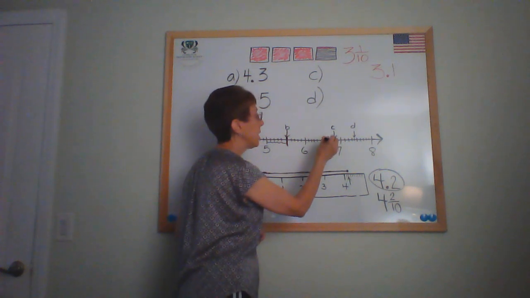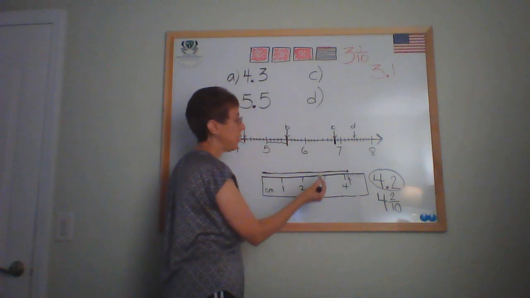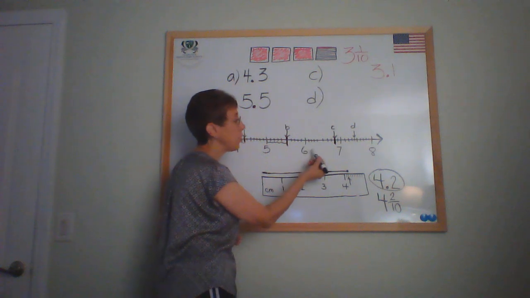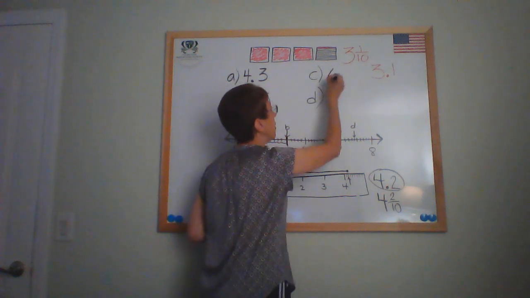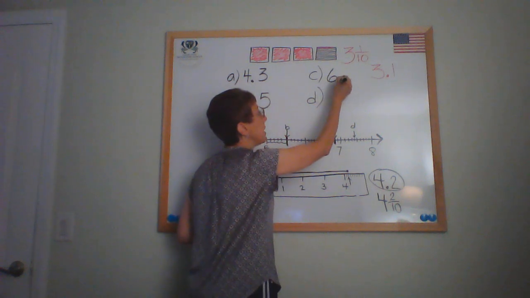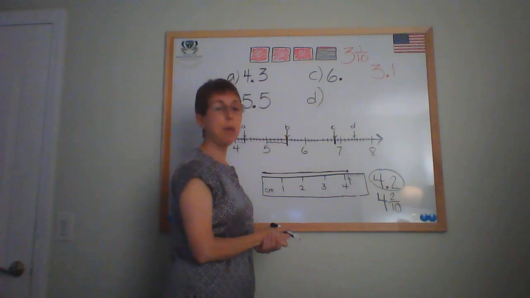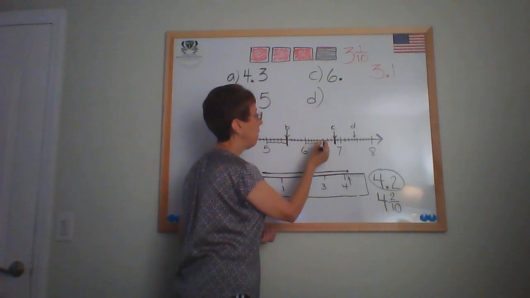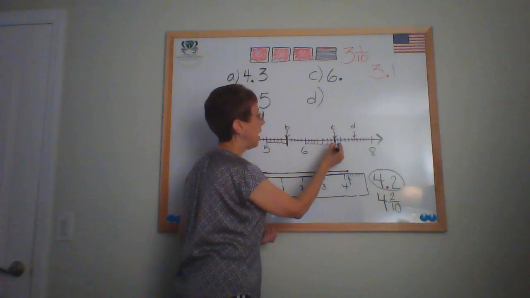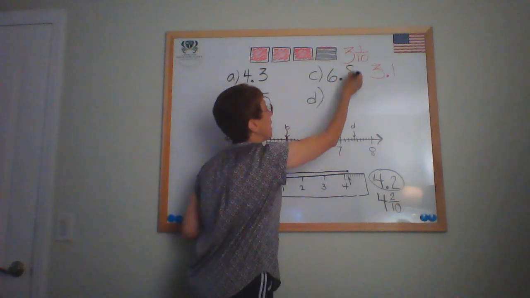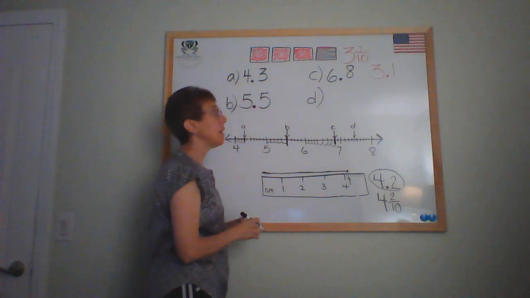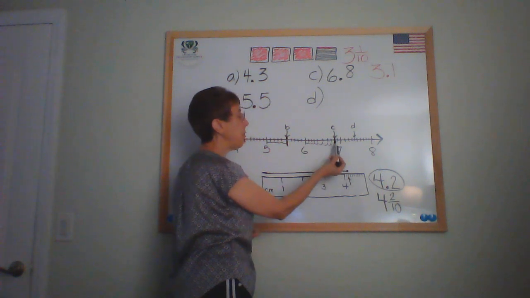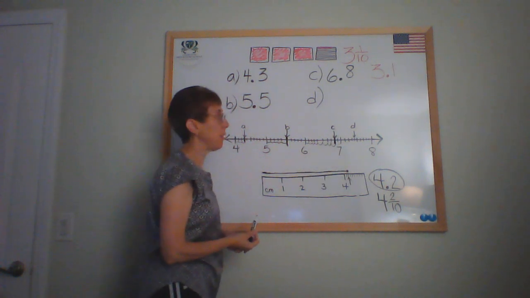Okay, let's take a look at C, which is here. And first thing we do, what two numbers does it come between? It comes between 6 and 7, which tells us it's greater than 6 but less than 7. Greater than 6, and now we're going to count up how many tenths past 6 it is. And so we start 1, 2, 3, 4, 5, 6, 7, 8. It is 8 tenths past the 6. 6 and 8/10. Okay, it's greater than 6, less than 7, but you can see it's very close to 7.